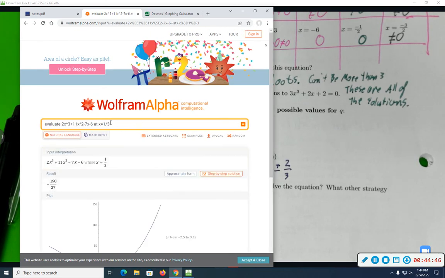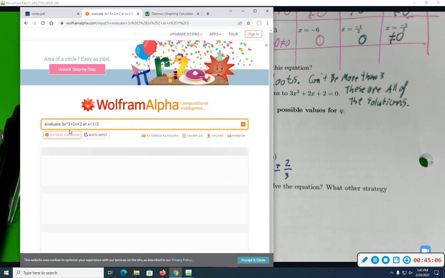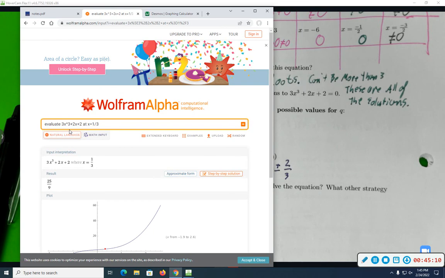So, 1/3 fails. You check the equation. Oh, this isn't the right polynomial, is it? I have to change that too. Thank you. That's embarrassing. 3x cubed plus 2x plus 2. All right, 1/3 still fails, but this time it actually fails as opposed to just me doing something wrong.